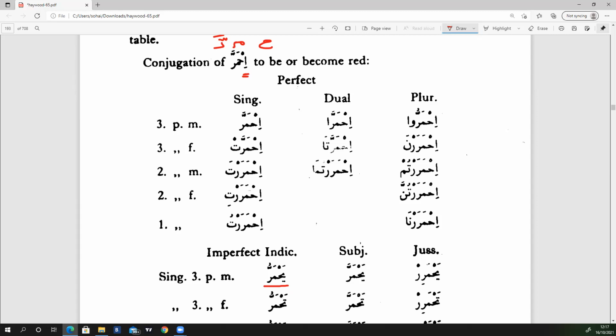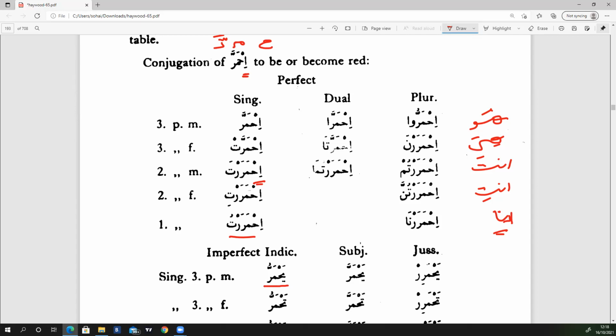So how do we read it? So ana ihmarartu, nahnu ihmararna, anta ihmararta. So again, if you write it here, we did it before. It starts with third person, huwa, hiya, anta, anti, ana. He always gives you these, and the rest he expects you to work out. So ana ihmarartu, anta ihmararta, right? Antuma ihmarartuma, and so forth.